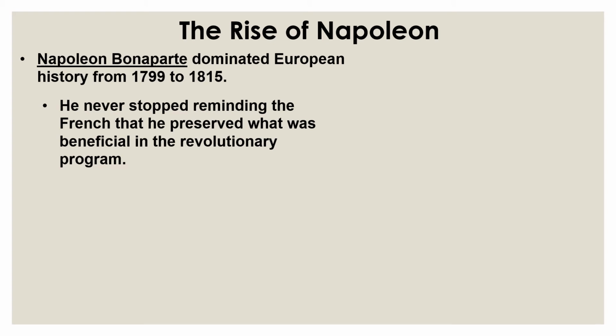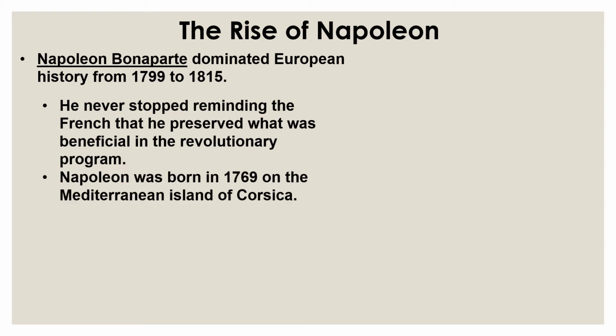He never stopped reminding the French that he preserved what was beneficial in the revolutionary program, even though he would be ruling as an emperor. So they got rid of a king, started a republic, eventually got an emperor. So he reminded them, look, I have saved France from foreign domination. I have saved France from the Bourbon dynasty. You need to recognize that you need me.